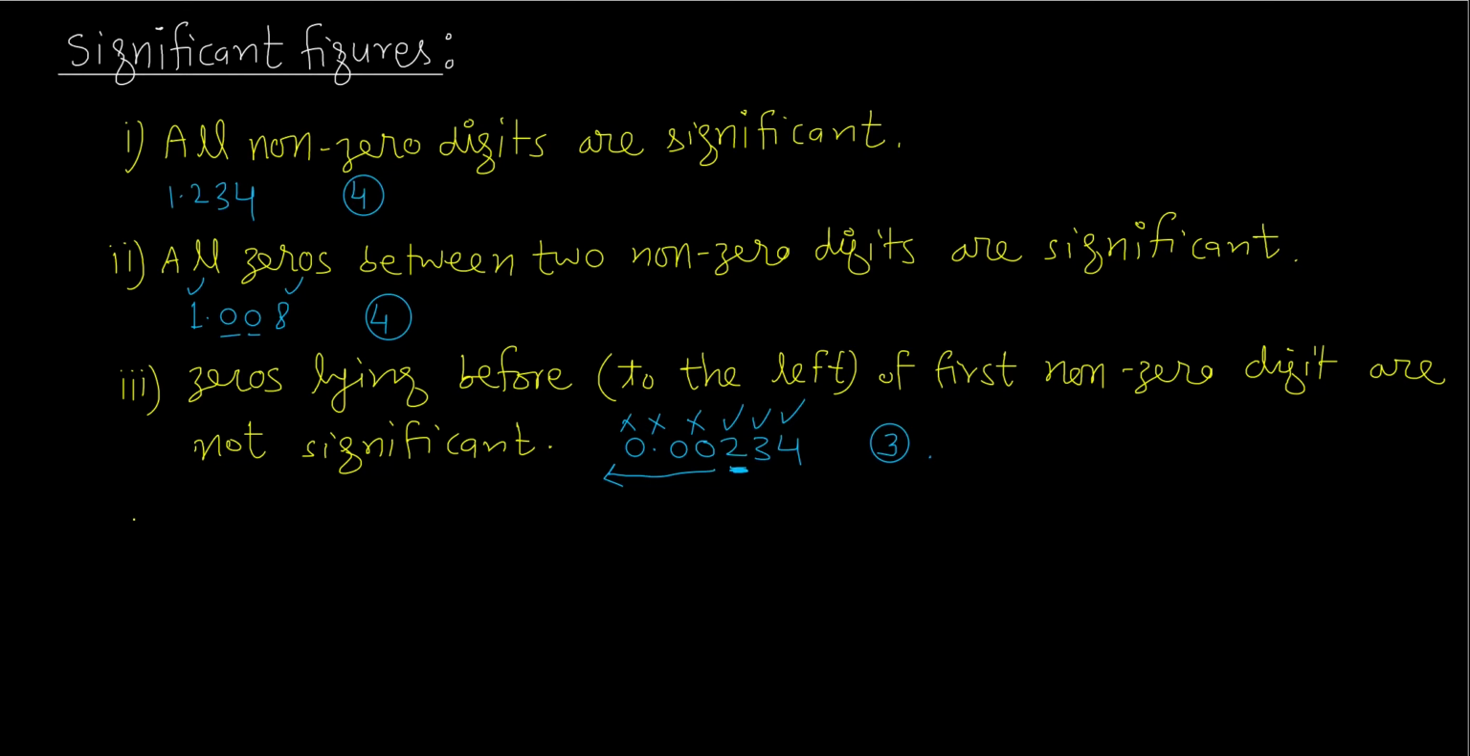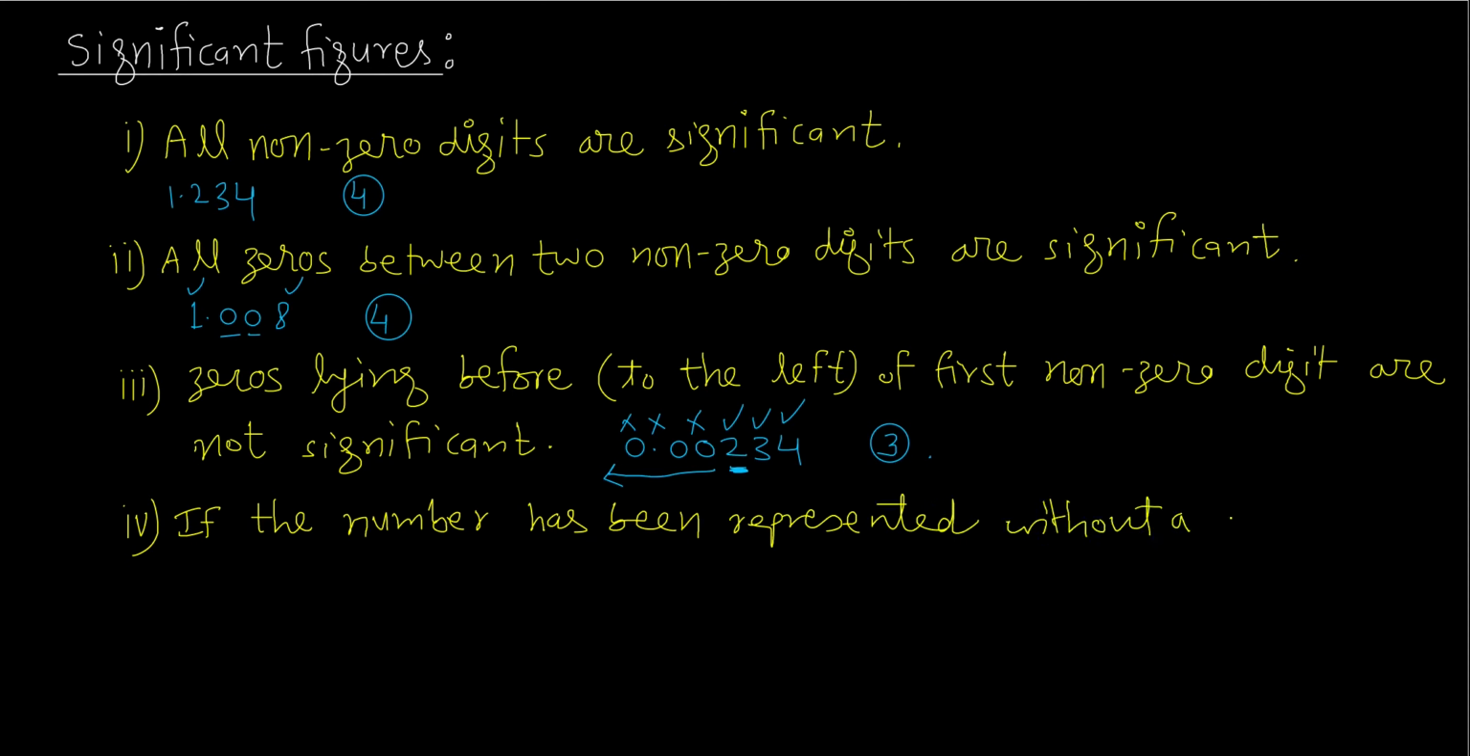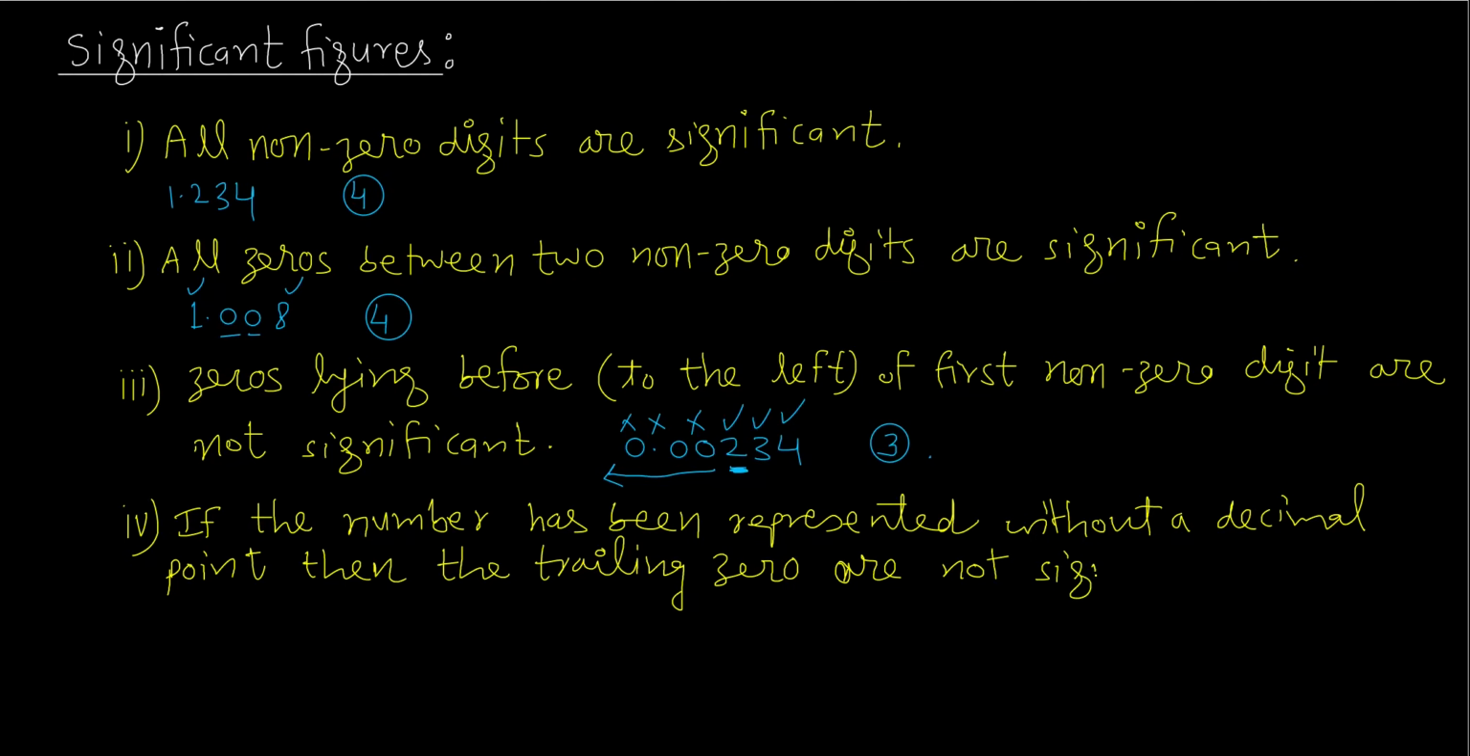Okay, now the next rule, rule number 4. If the number has been represented without a decimal point, then the trailing zeros, meaning the contiguous zeros lying at the end of the number, will not be significant. So if the number has been represented without a decimal point, then the trailing zeros are not significant.